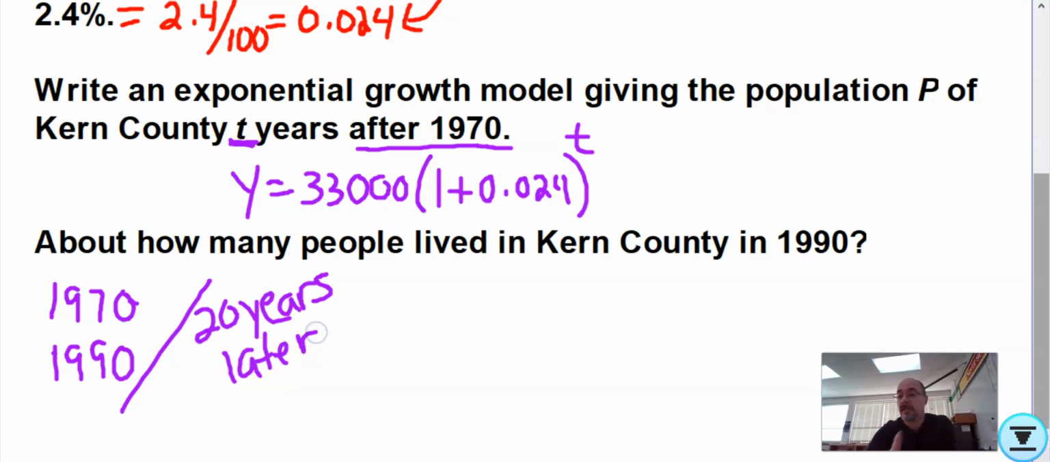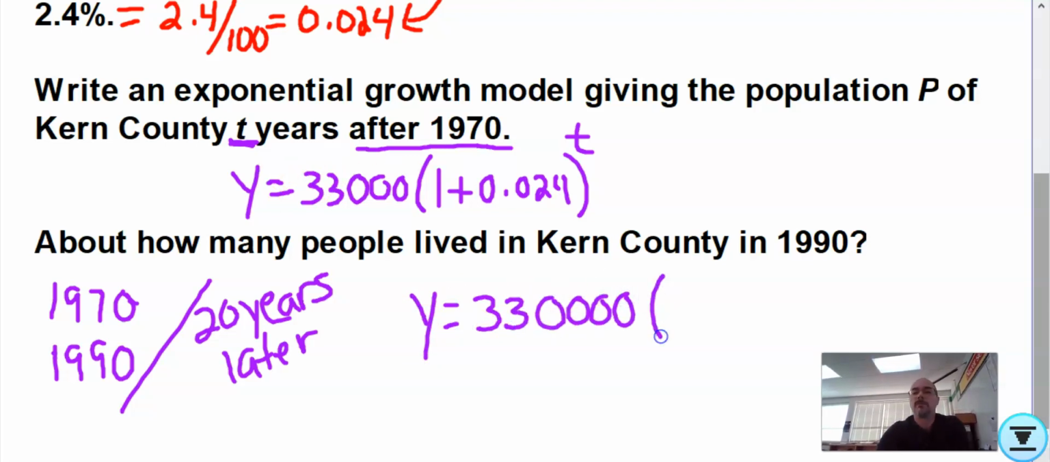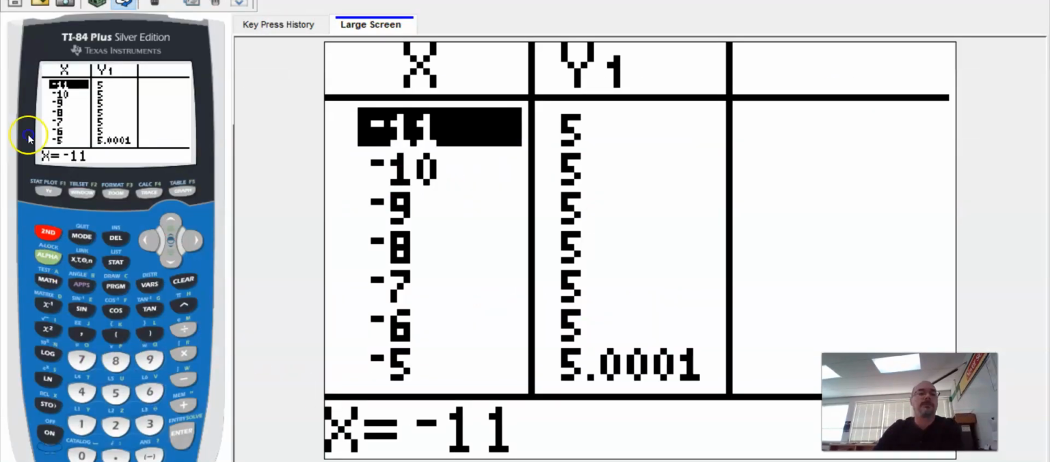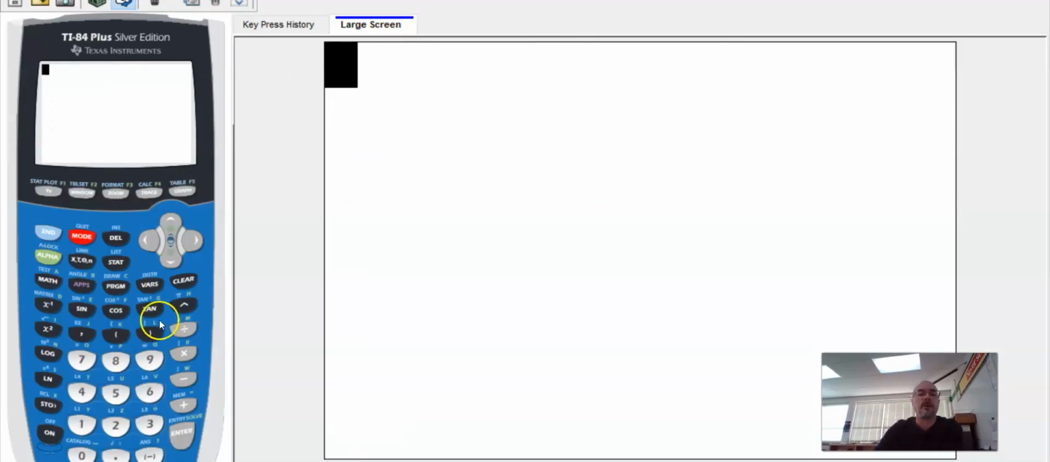We're not counting 1970. Okay, we're starting with 71, 72. So that means t is going to be 20. So y equals 330,000 times 1 plus 0.024 to the 20th power. All right, well, calculator time on that. We'll just do that on our home screen.